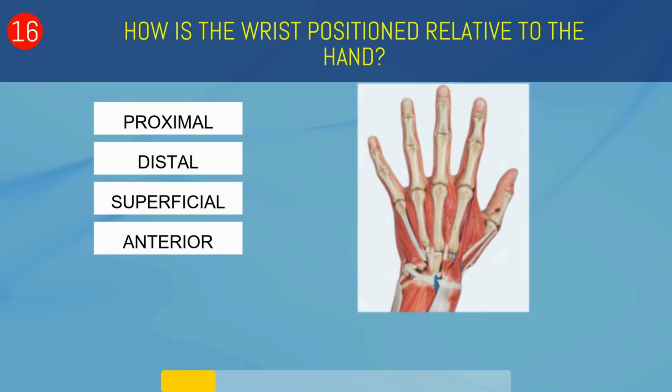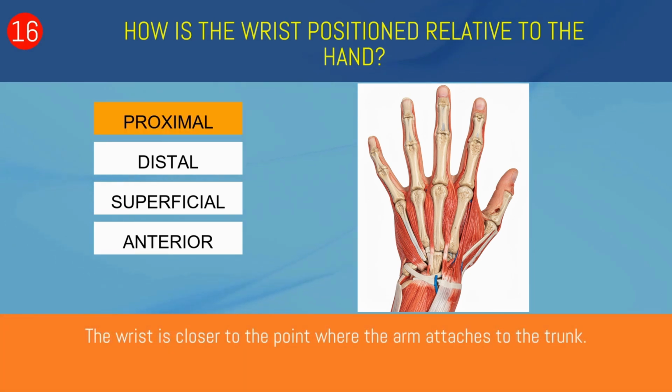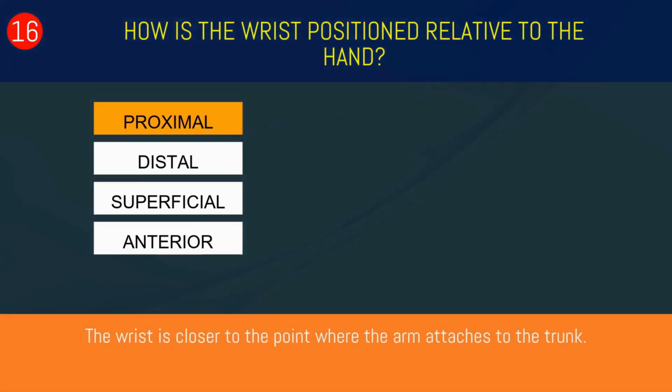How is the wrist positioned relative to the hand? Proximal, distal, superficial, or anterior? Proximal. The wrist is closer to the point where the arm attaches to the trunk.